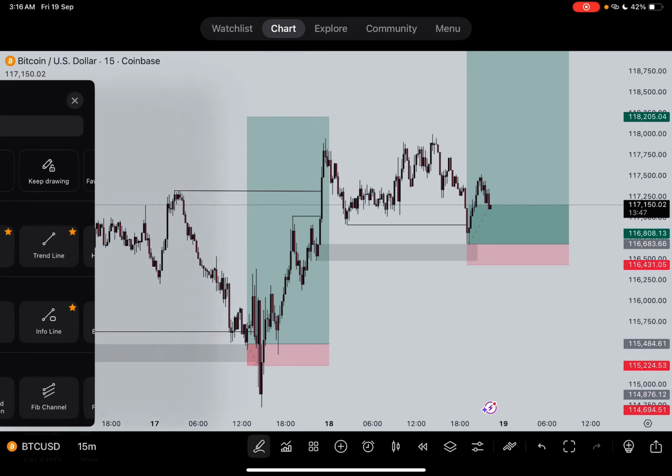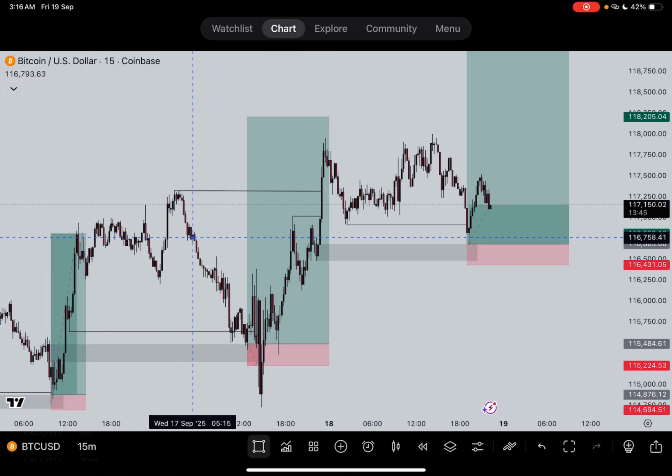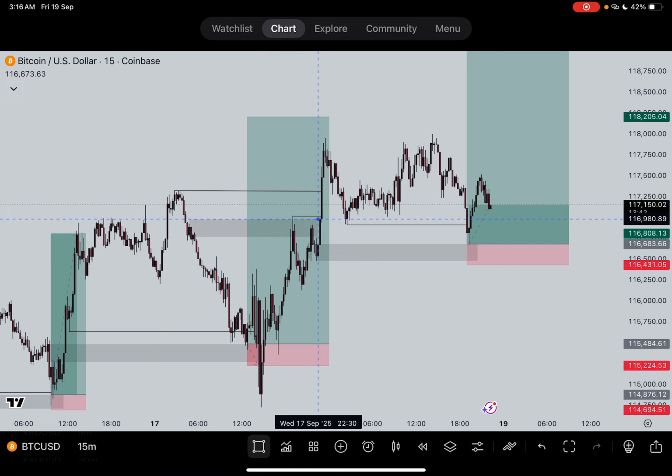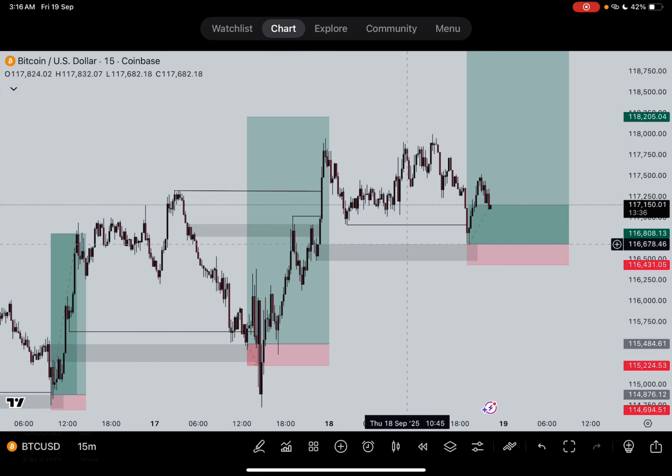Let me mark it for you. There's another block here that was supposed to push price down. But what did price do? Price broke it as well. Are you getting it? So those were levels that price broke. Then you see, after price broke all these levels, it gave us liquidity.